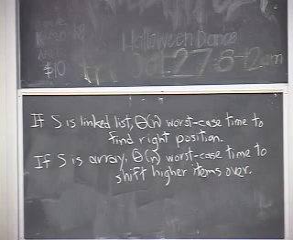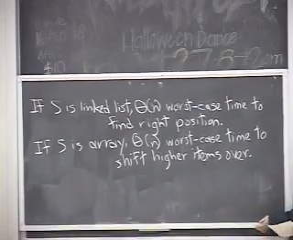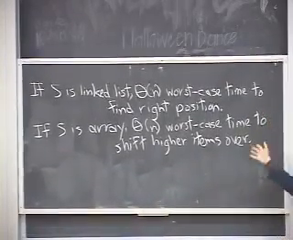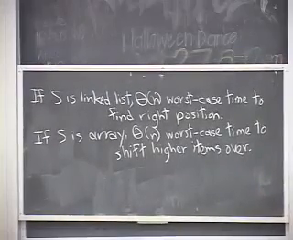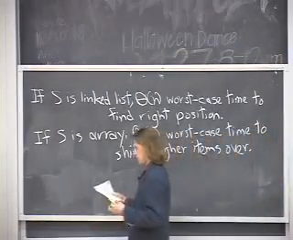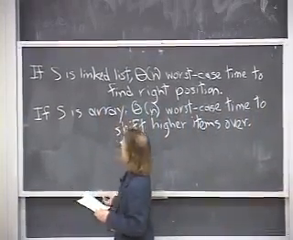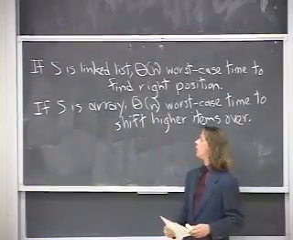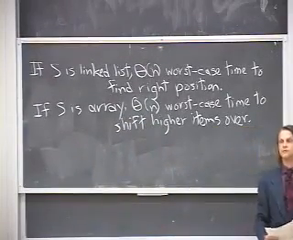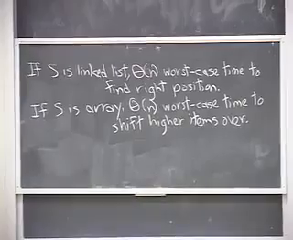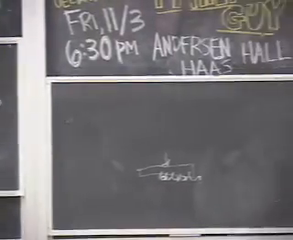So insertion sort takes n squared worst case time on both linked lists and arrays, but for two completely different reasons. Now, any questions before I go on? Questions?